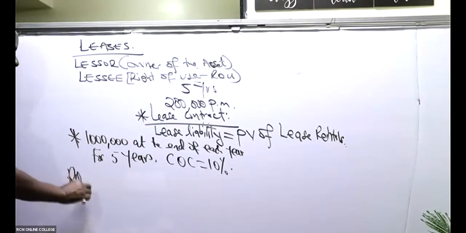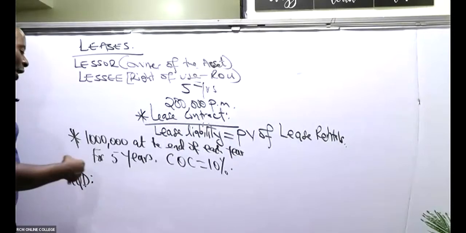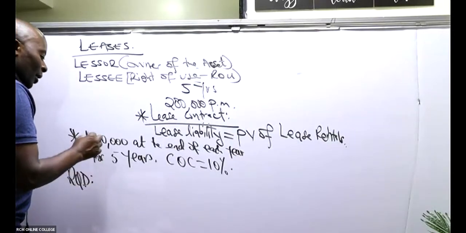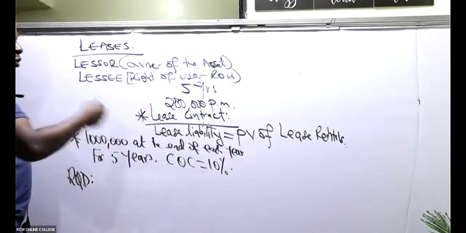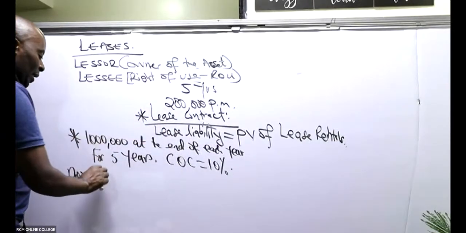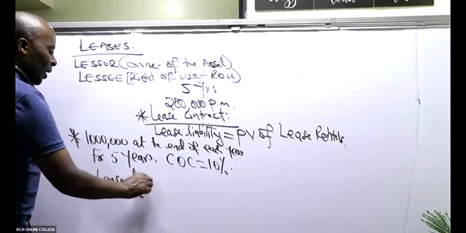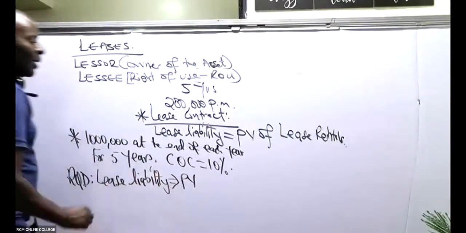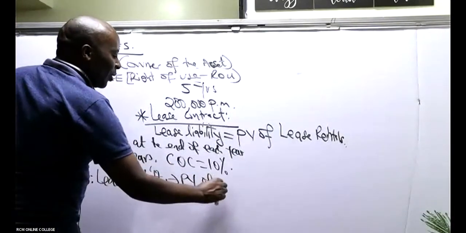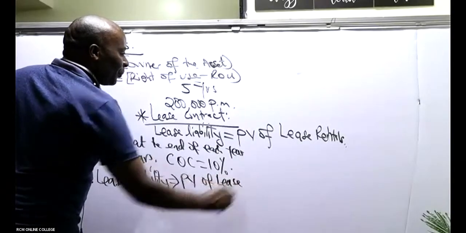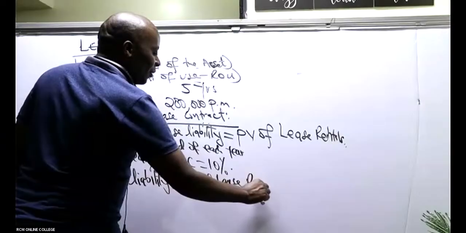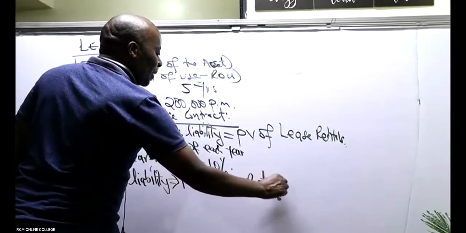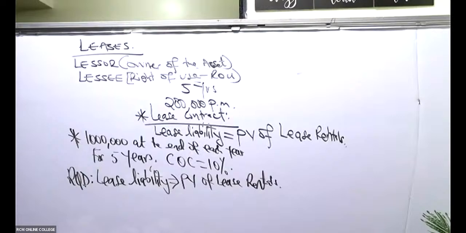And then, ladies and gentlemen, we are required to do something very simple. We are required, first of all, to know the amount of lease liability we owe. So how do we get the lease liability? Can I give you 2 minutes? Somebody should be able to come and give me the present value of these lease rentals. Automatically, this is what is going to become my lease liability.